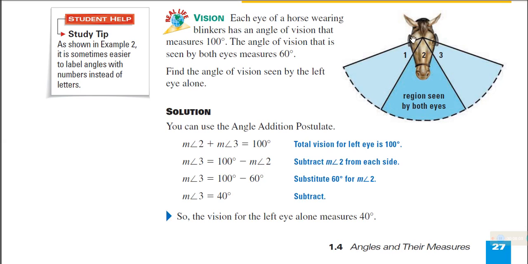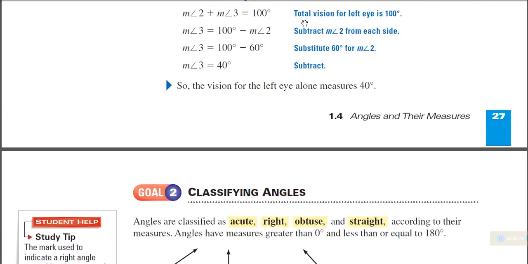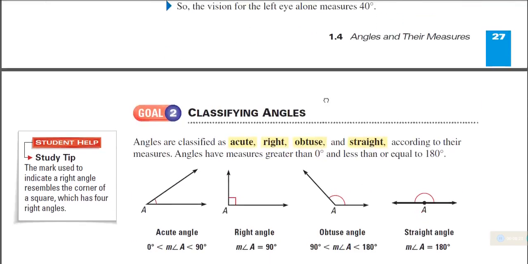So, ito lang, yung nakasuot siya ng blinkers on both sides. So, we will be left with the measurement of angle 3, which is 40. And if you are going to analyze it, the measurement of angle 3 is the same as the measurement of angle 1. So, kahit alin dito yung gamitin mo, angle 1 or angle 3, parehas lang yung magiging sagot mo.